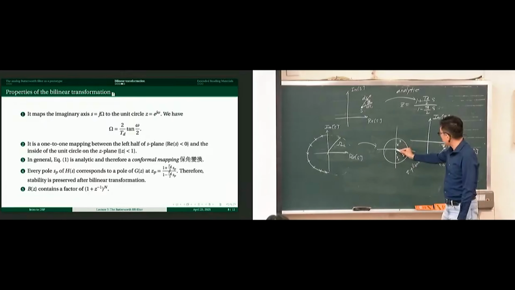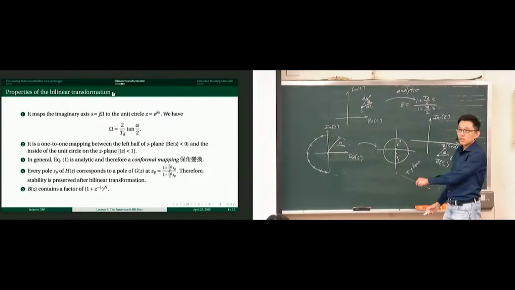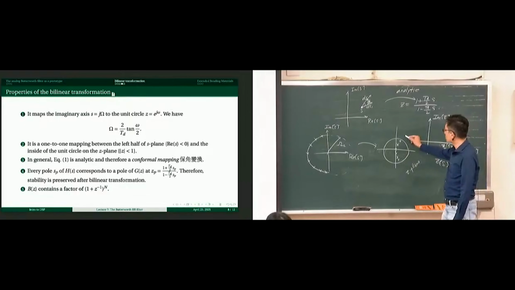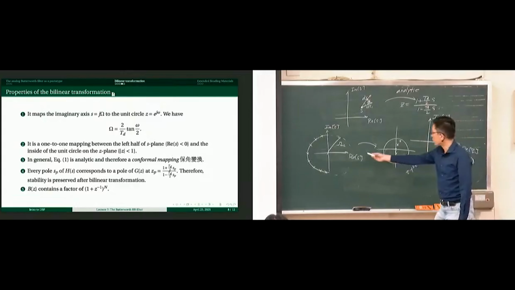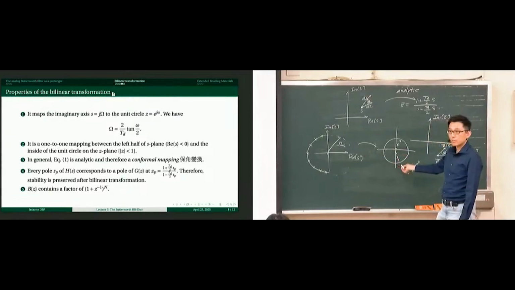Because if all the poles are still inside the unit circle in the Z domain, we know that this corresponds to a stable and causal system. Yeah, none of the poles will go outside. Okay, so that's pretty nice. Stability is preserved under bilinear transformation. Let me repeat that. Stability is preserved after bilinear transformation because all the poles are going to go inside the unit circle, okay?